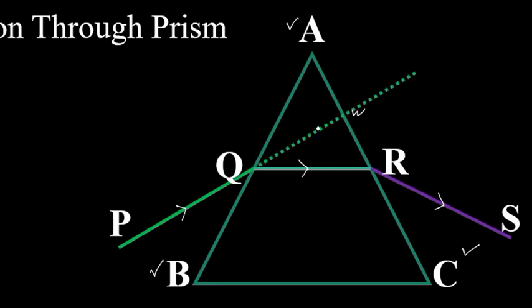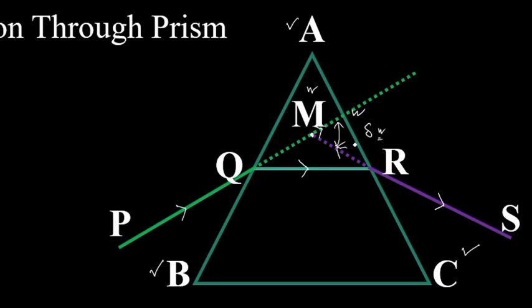We extend PQ along this direction and we extend RS in the backward direction. Both intersect each other at this point, or the point M. So this angle is known as the angle of deviation and this is generally denoted by a small Greek alphabet delta.